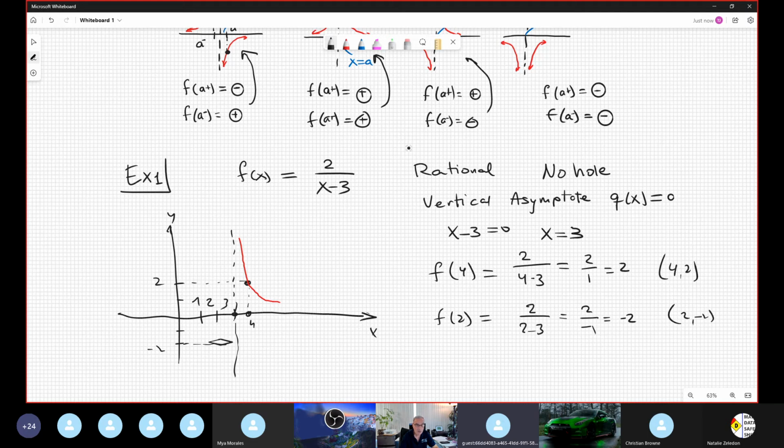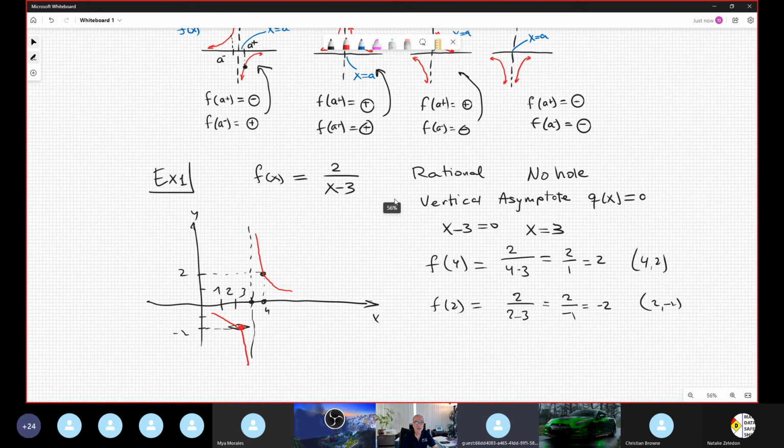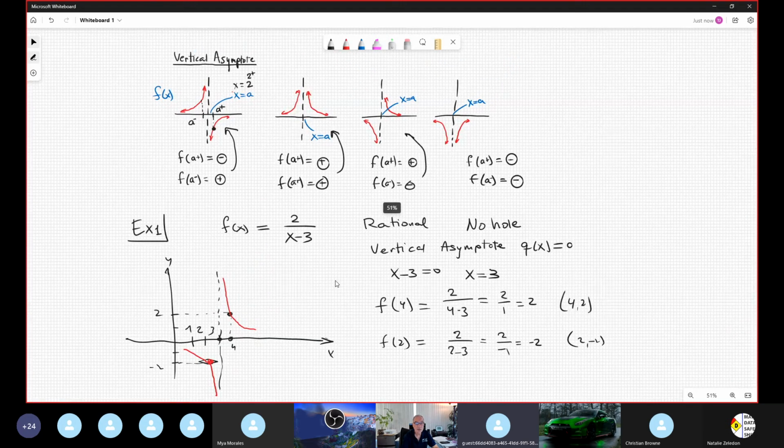Right. Now I understand a little bit roughly. My vertical asymptote, sorry, looks like that. Similar to that behavior. Look. You understand the idea? Similar to this.